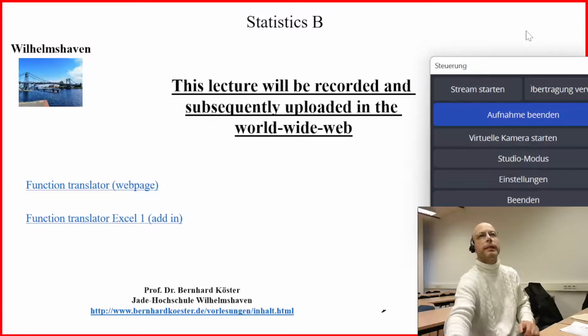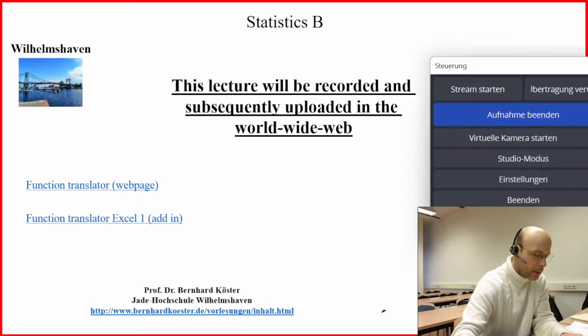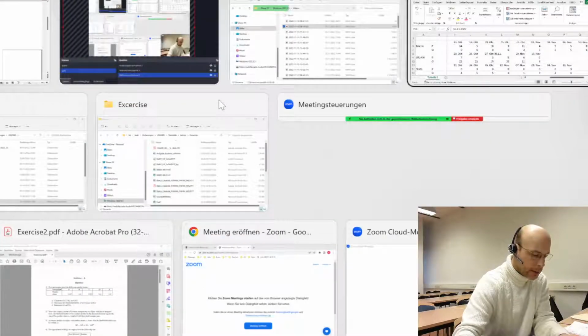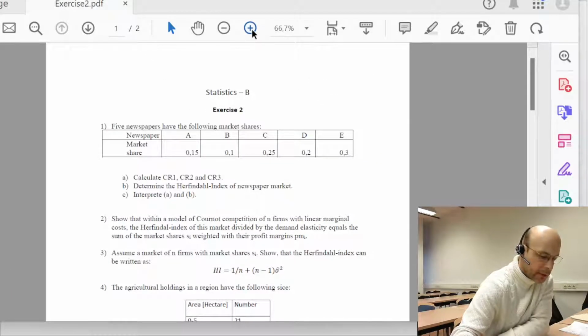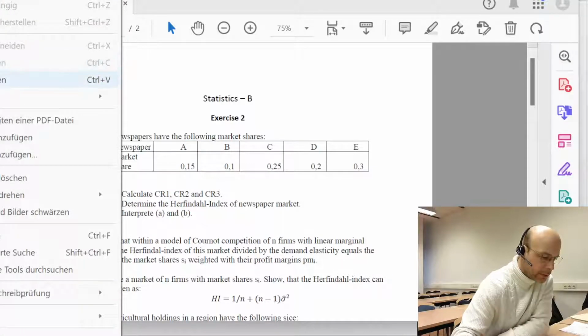Hello, this morning. So today we deal with our second exercise, and let me move there. So first of all, our inequality measures.